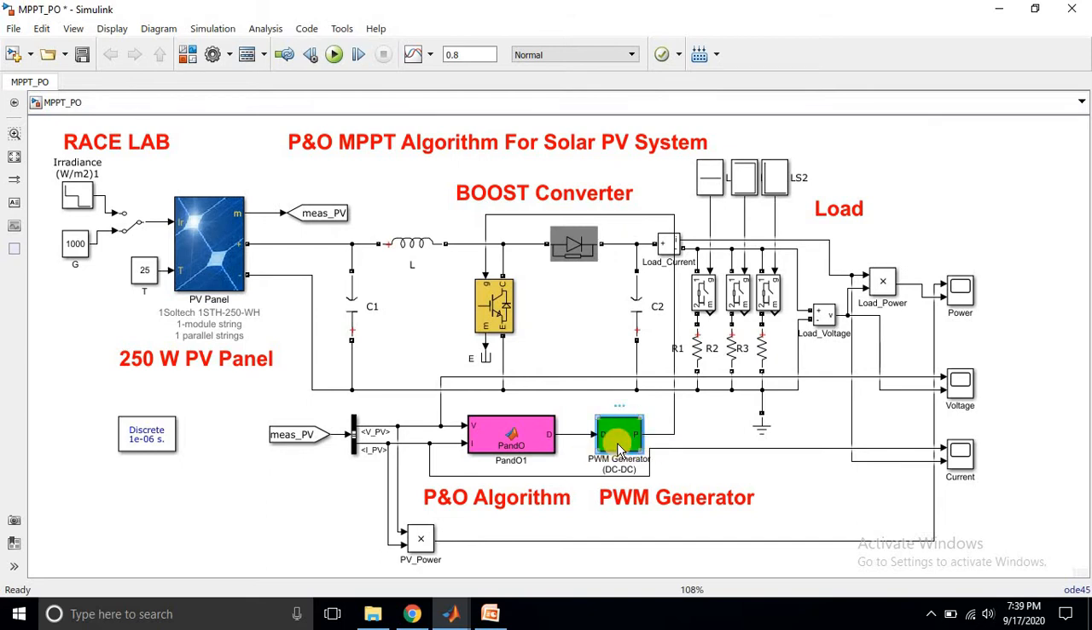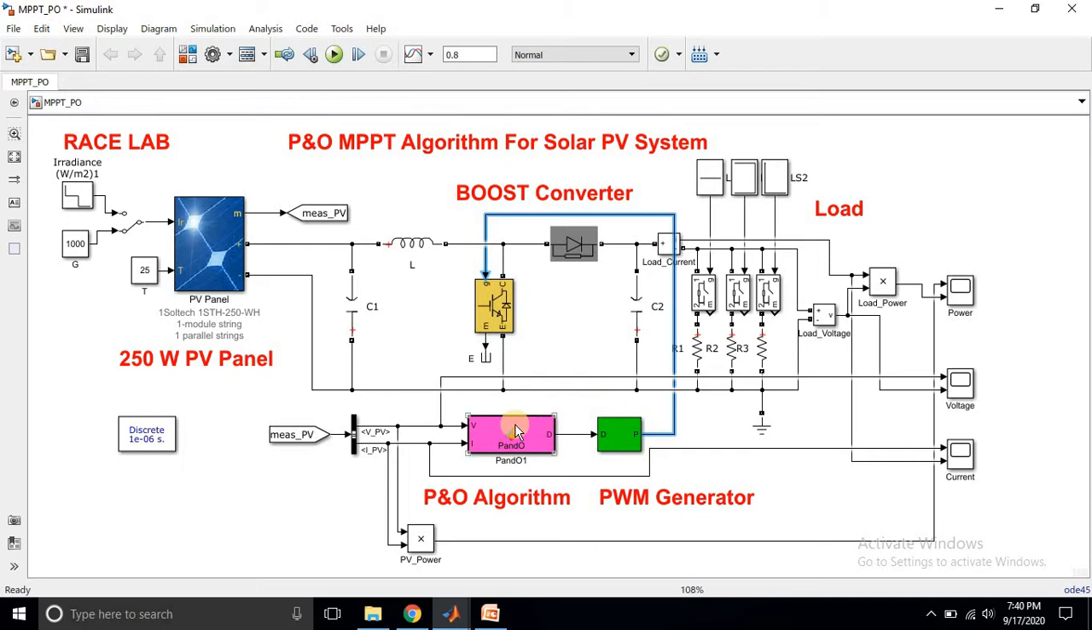Okay, so the duty cycle is going to be processed via the PWM generator. You just have to compare the duty cycle with the triangular wave. It is going to generate the switching pulse for the IGBT of the boost converter, so it is going to control the IGBT. That means it is going to adjust the output voltage and current of the converter, based upon the PV panel voltage and current, in order to extract the maximum power.